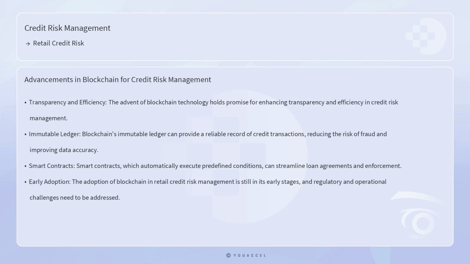The advent of blockchain technology holds promise for enhancing transparency and efficiency in credit risk management. Blockchain's immutable ledger can provide a reliable record of credit transactions, reducing the risk of fraud and improving data accuracy. Smart contracts, which automatically execute predefined conditions, can streamline loan agreements and enforcement. However, the adoption of blockchain in retail credit risk management is still in its early stages, and regulatory and operational challenges need to be addressed.